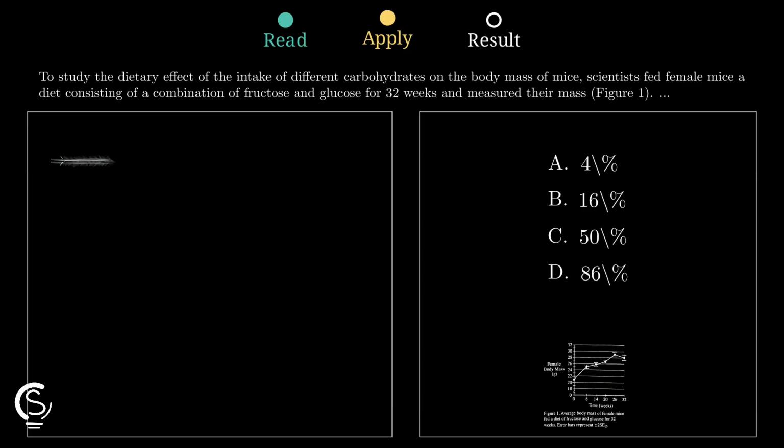At week 8, read the average mass for the fructose and glucose group from the graph, then treat that value as the original amount in the denominator and subtraction setup.